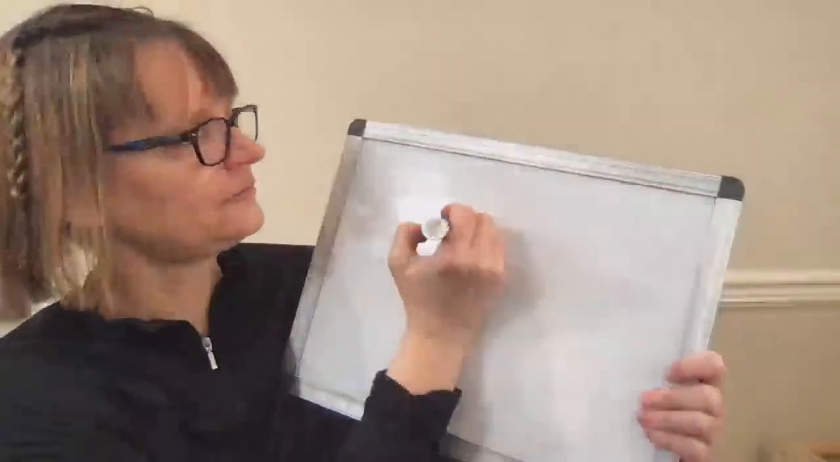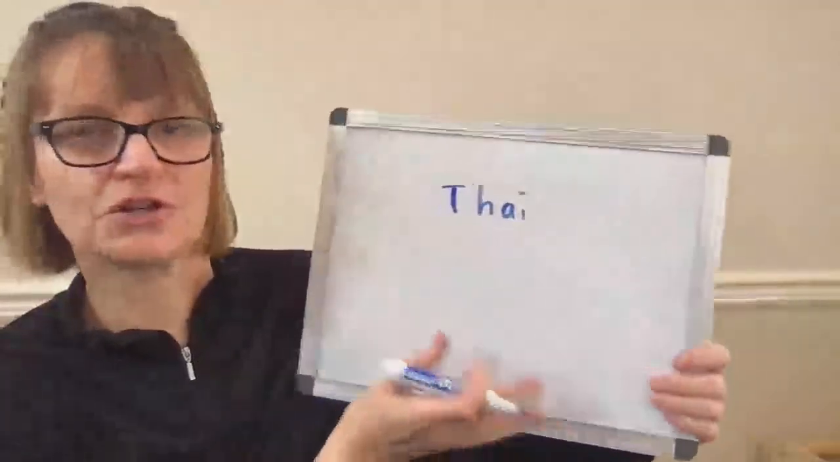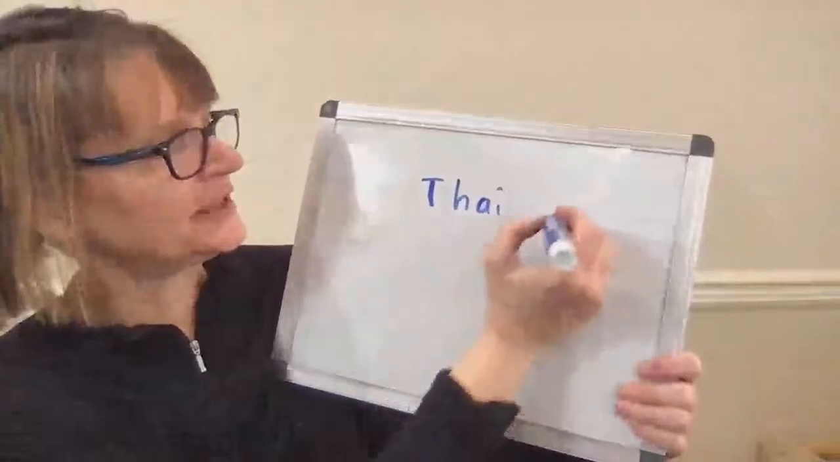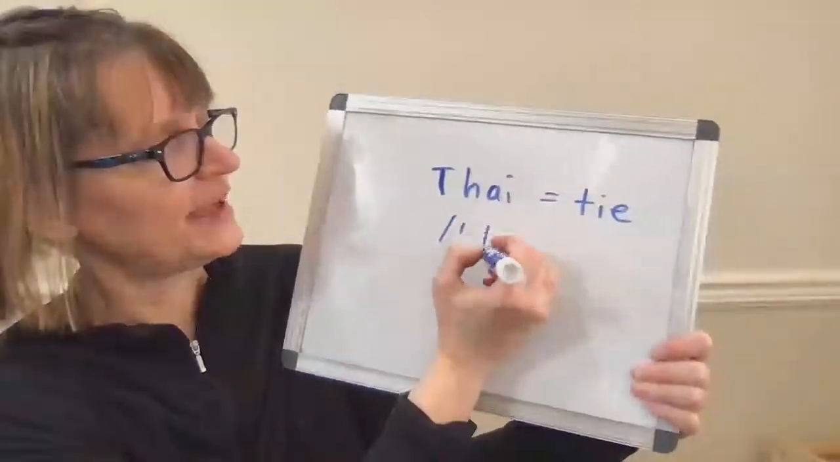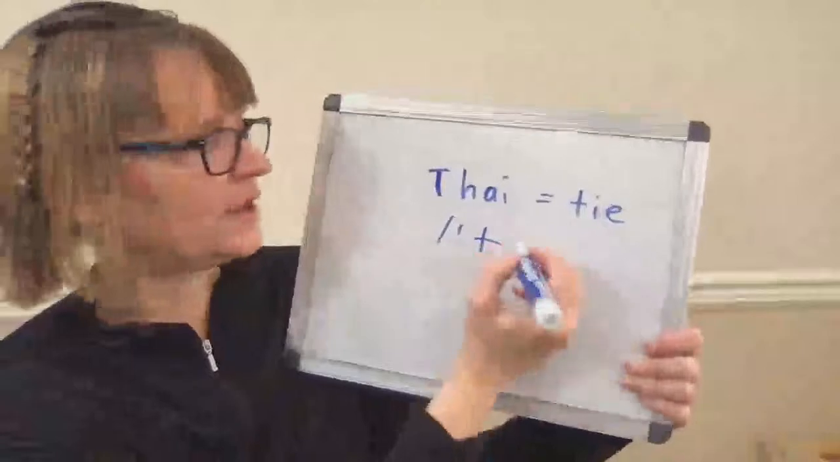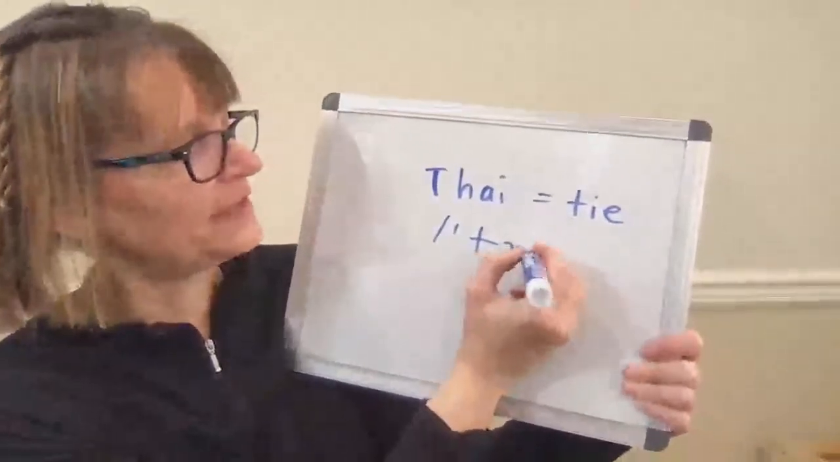Great. Okay. We have a question about how to pronounce Thai, as in Thai food or Thai culture, Thai language. It's just like the same as this word, tie. So it has the I diphthong, like in the word I, which we write this way.